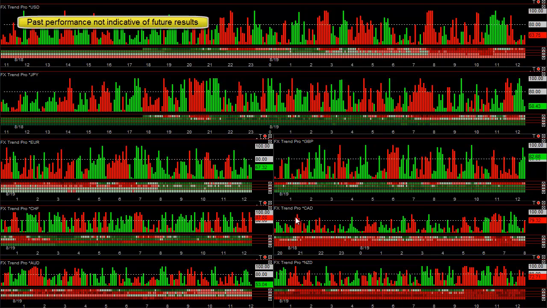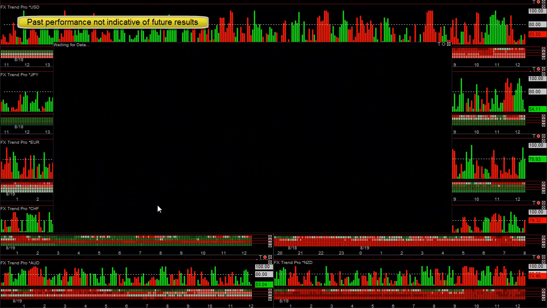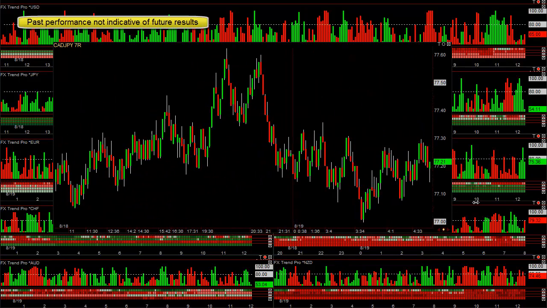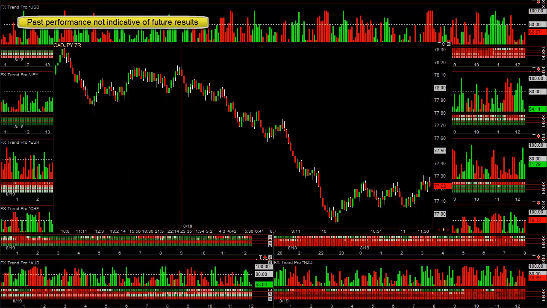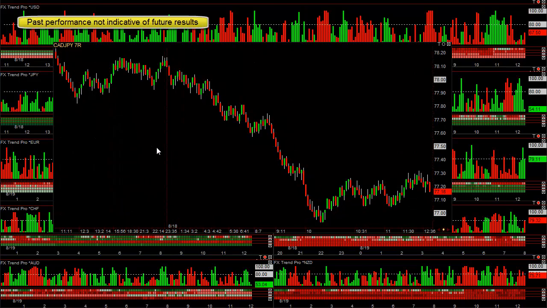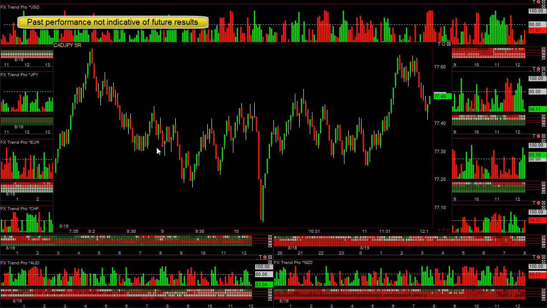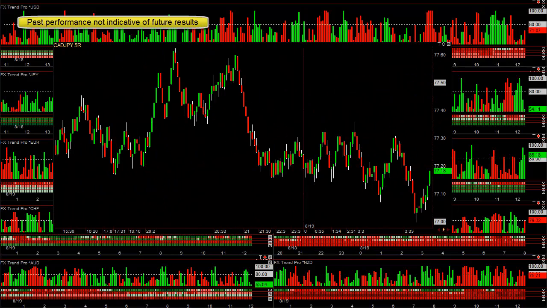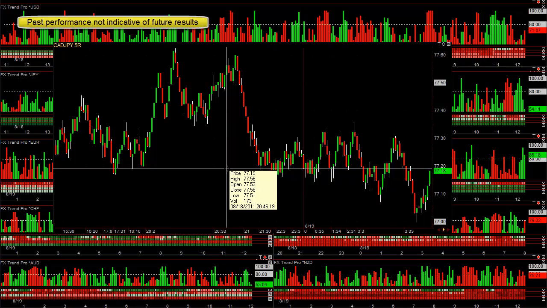Yeah, there's a little bit of weakness in the CAD at that point. CAD yen last night, Asian session, probably would have been a pretty decent one to sell. Let's wait for this to load. And it sure was. This one's probably a little bit less volatile, so we probably want to use maybe 5 pips per bar. So here's coming up to midnight.